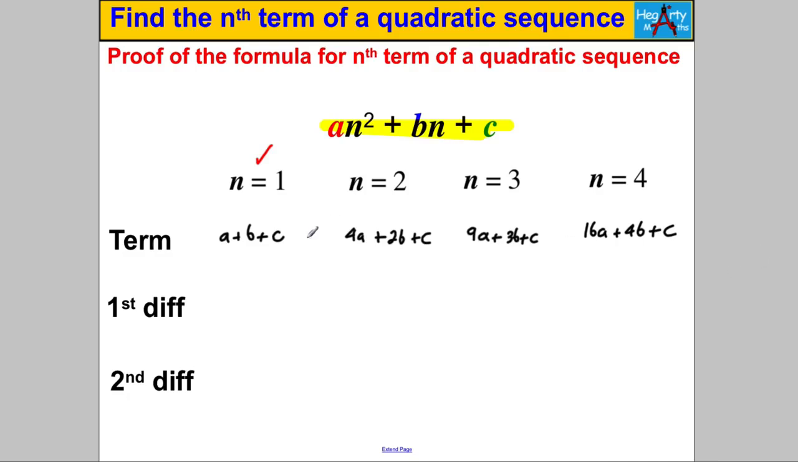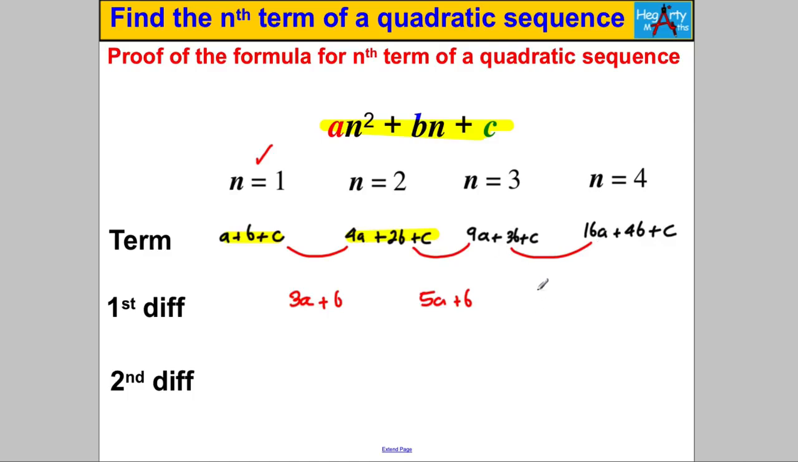Now, the first difference is what I get if I take the second term and take away the first term. So I'm going to do a subtraction here. Let's see if we can do this. I'm taking this and I'm subtracting this. So 4a take away 1a is 3a, right? 2b take away b is plus b, and c take away c just eliminates the c. Let's do it here again. 9a take away 4a is 5a, 3b take away 2b is 1b, and c take away c gives you no c's. And let's do it again here.